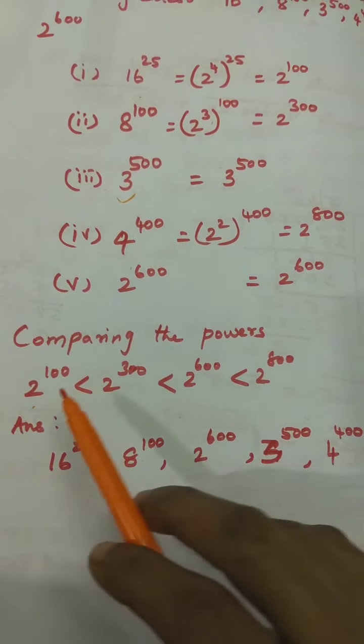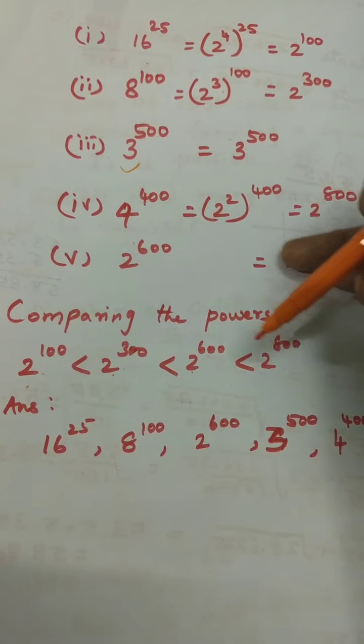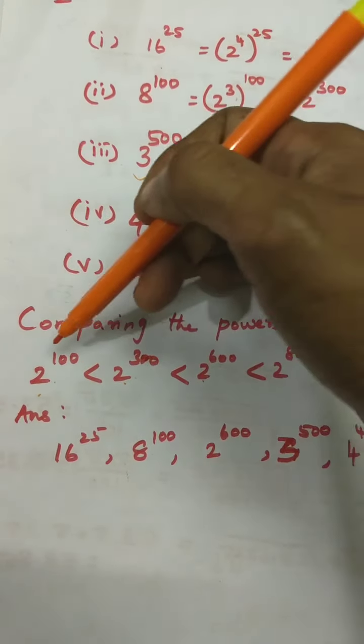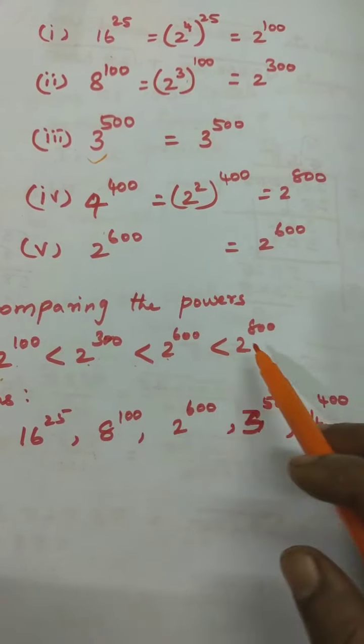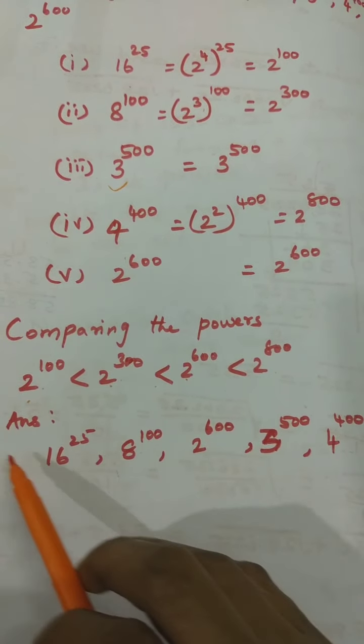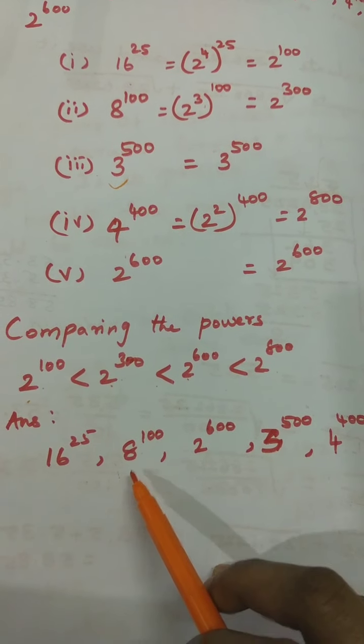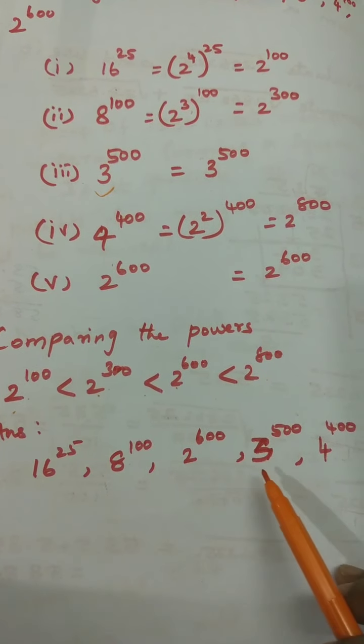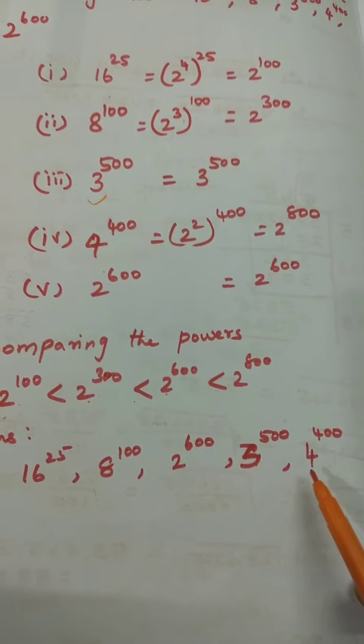Okay. So this is less than this, this is less than this, this is less than this. So this is the greatest, next greatest, next greatest, next greatest. In between these two, 3 power 500 will come. Okay. So the answer is 16 power 25, 8 power 100, 2 power 600, 3 power 500 and 4 power 400.